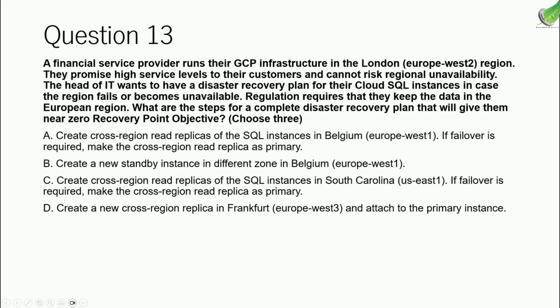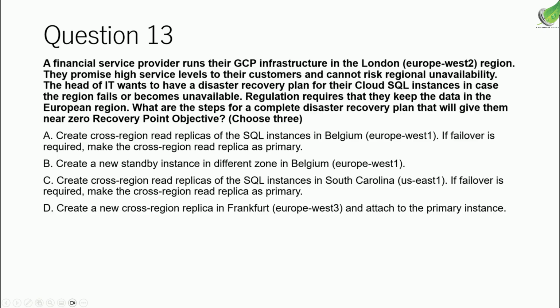First, the context. The service is Cloud SQL running in London. The main problem we need to solve is creating a disaster recovery, or DR, plan in case the entire London region fails. A critical constraint is that the data must legally remain within Europe.